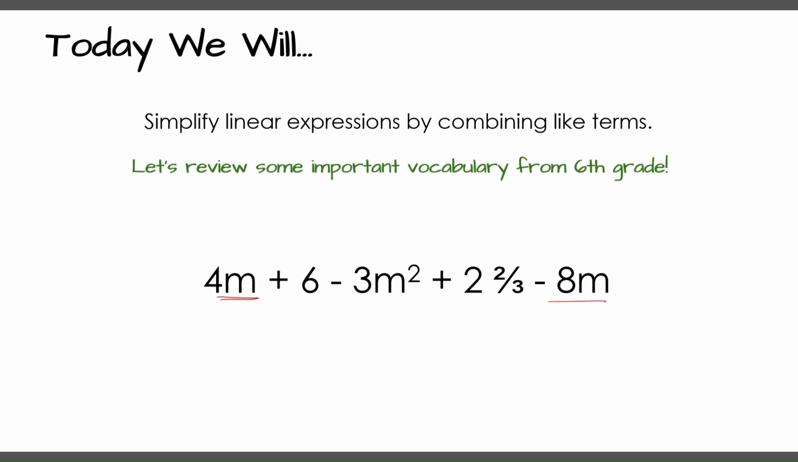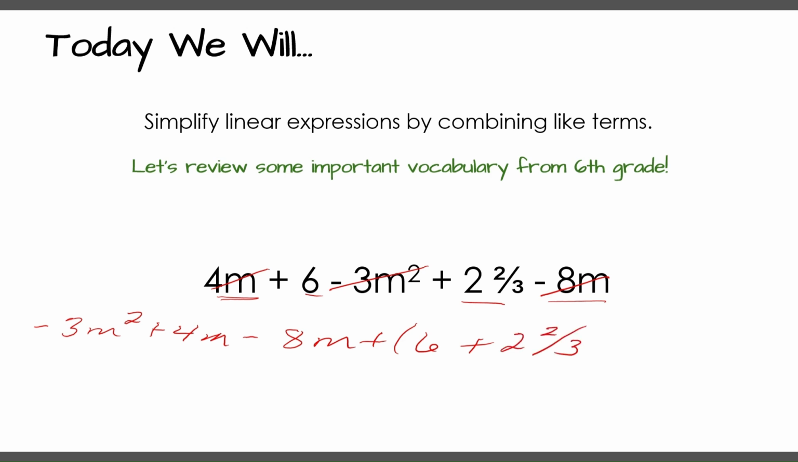So I'm going to write the highest exponent first, and this will come a little bit later. I'm going to have the 4m plus minus the 8m. Cross those out. And then the last, I'm going to have the constants. So that's 6 and 2 2/3. And I just write it like this to keep it separate.